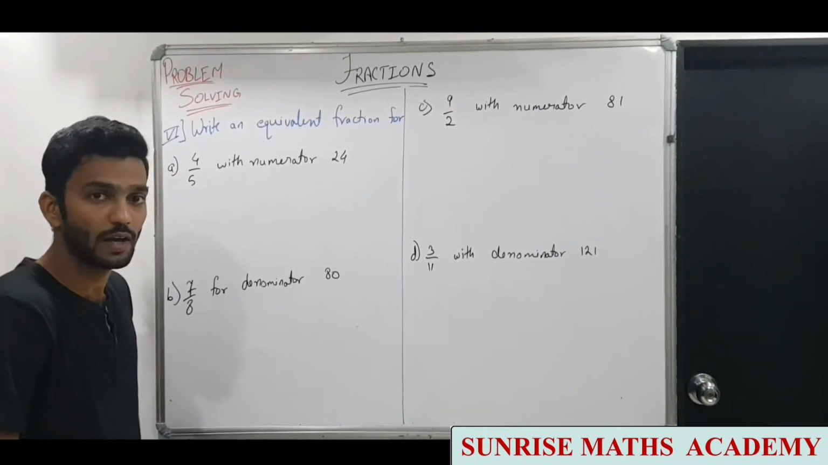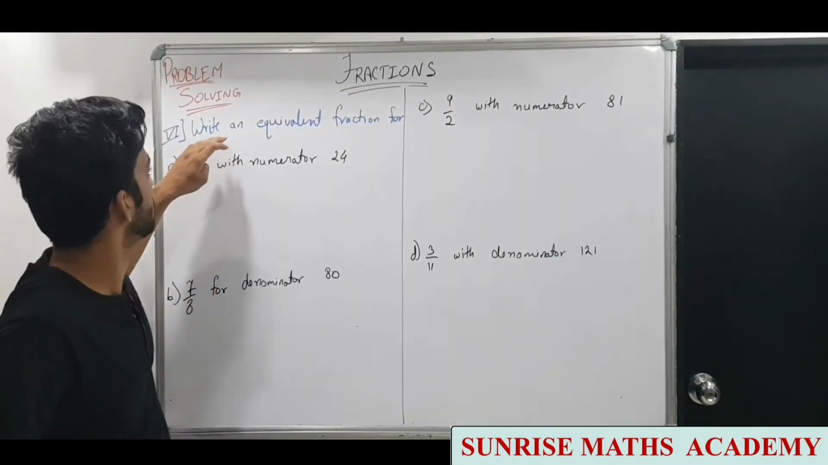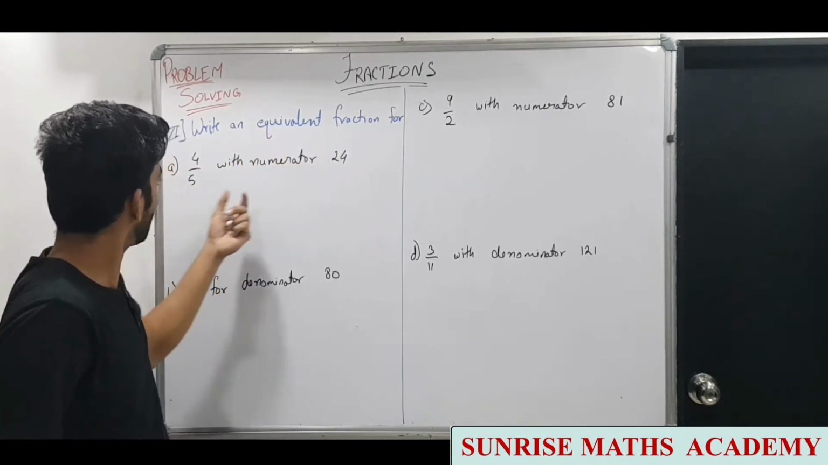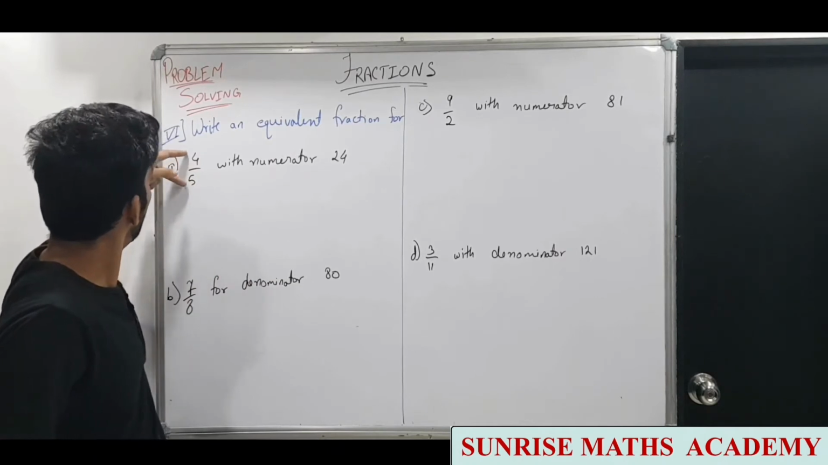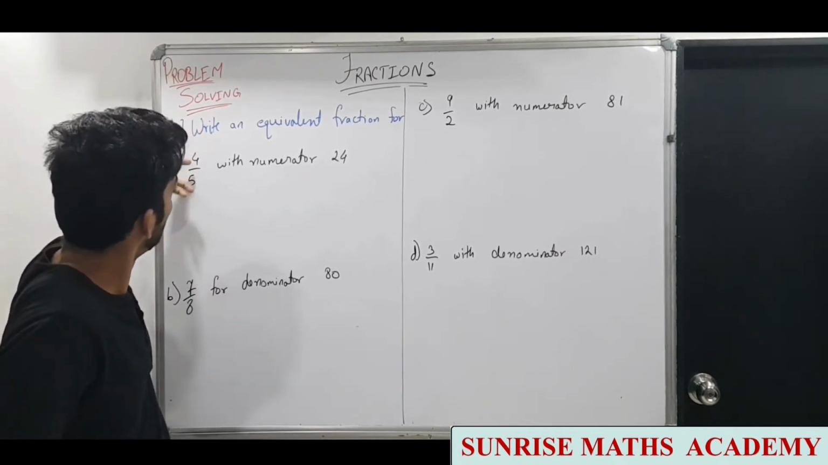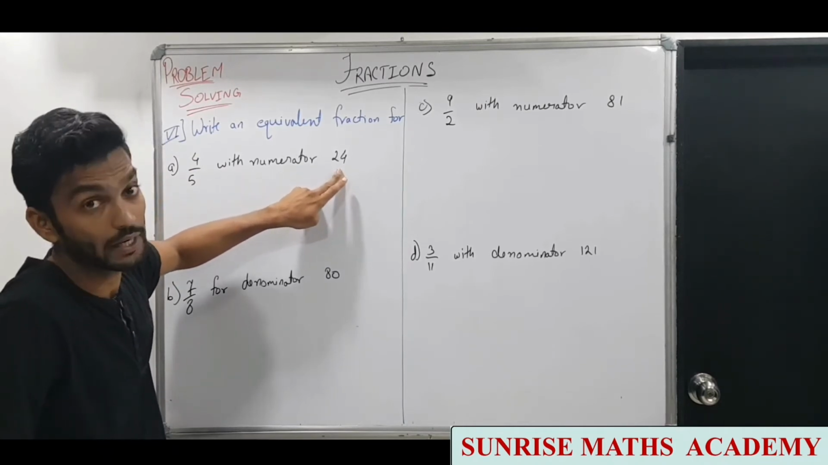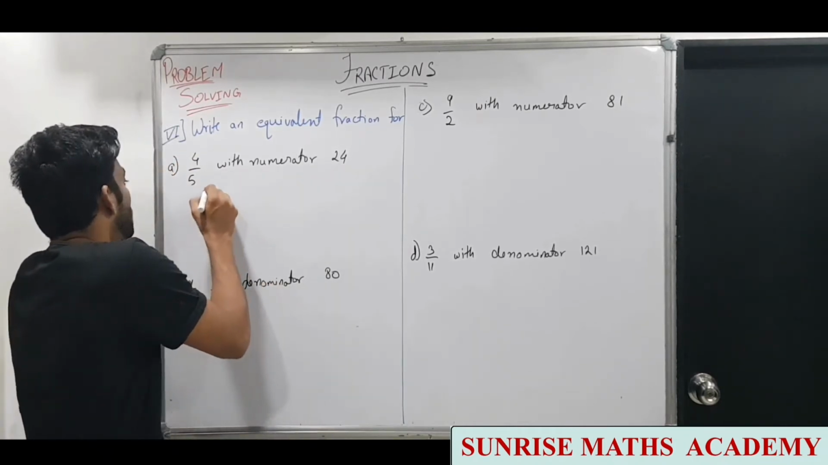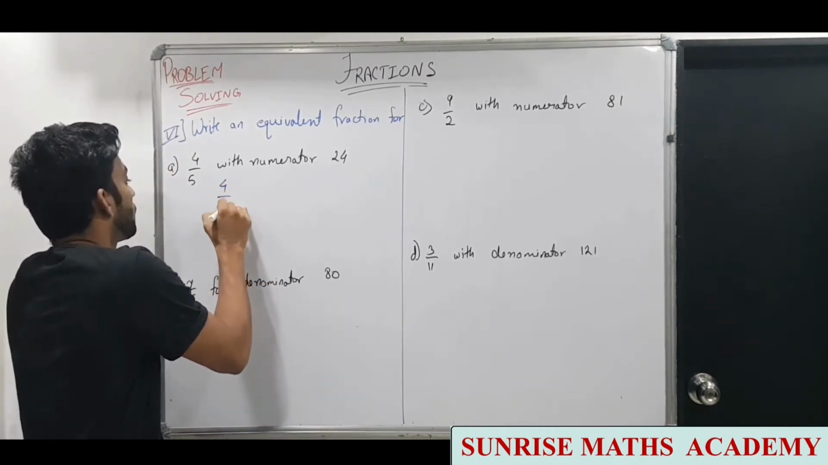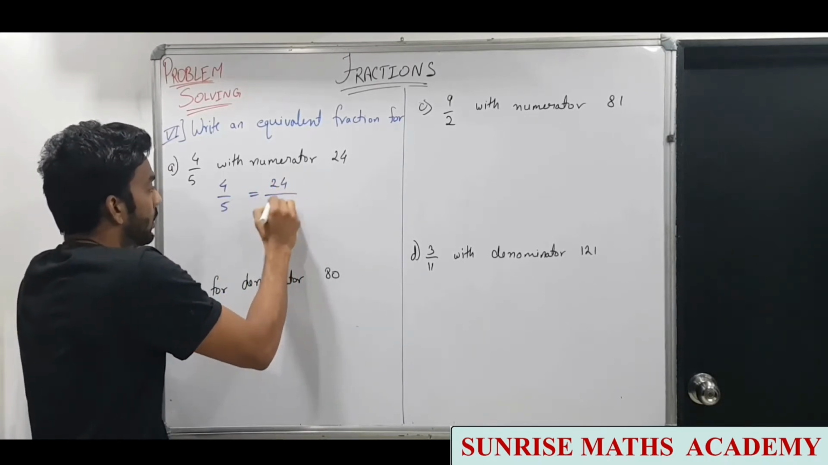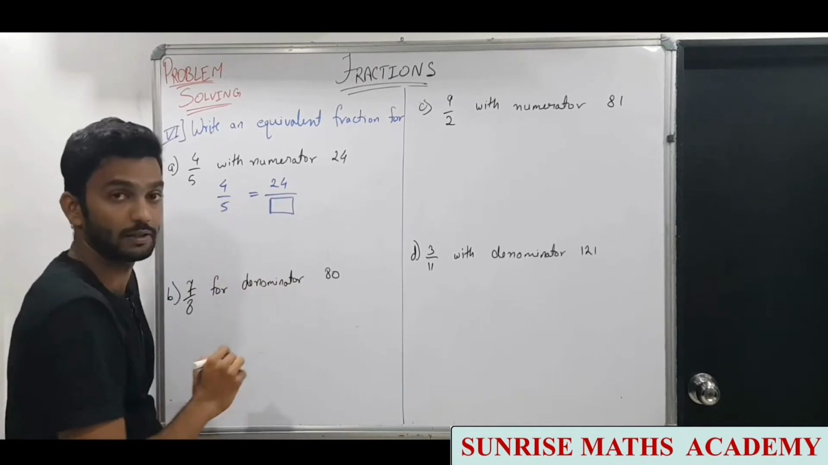In this question also we have to find an equivalent fraction. As you can see, write an equivalent fraction for, but here a condition is given. We have to write the equivalent fraction for 4 upon 5, but the denominator should be 24. So if we write it like this, 4 upon 5 is equivalent to, numerator is 24, denominator we have to find.